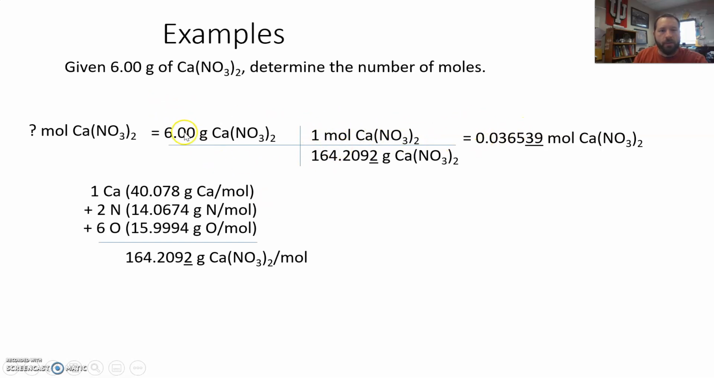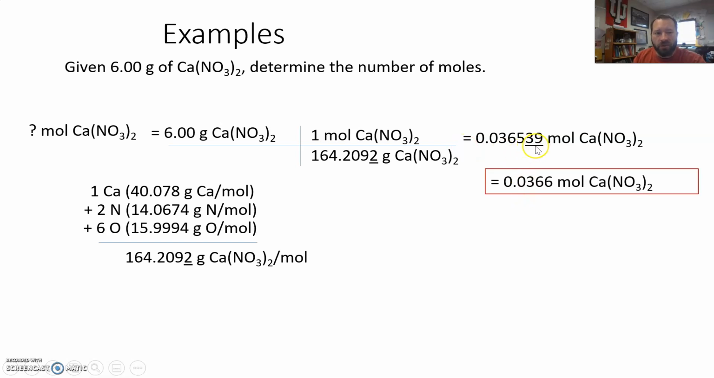What we need to do for this problem is divide 6.00 grams by 164.2092 grams of calcium nitrate. By lining up my units, making sure I have the appropriate number with each unit, I have figured out how to solve this problem. Final answer then, with appropriate significant digits: I only had 3 in 6.00, so I should only have 3 in my final answer, 0.0366. The zeros are not significant, they're on the left, so only the 3, the 6, and the 6 are significant.